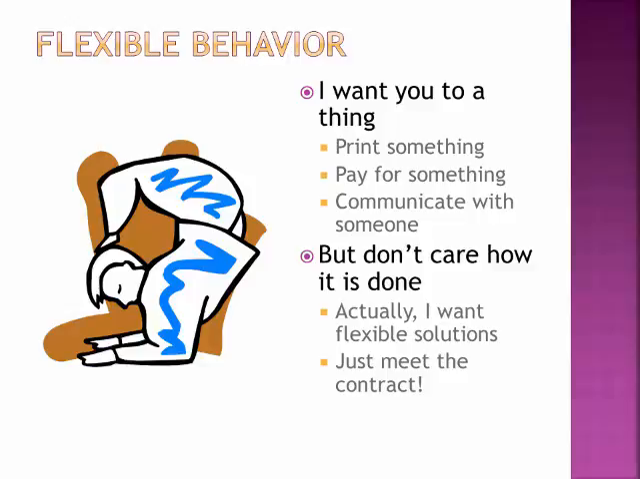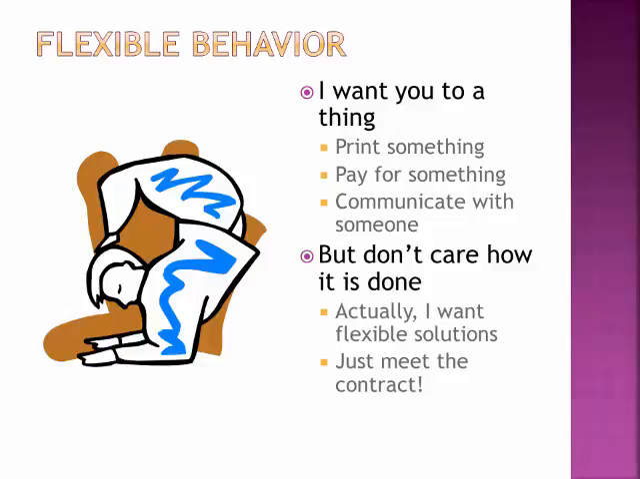We've seen this a little bit already, whether you realized it or not. We're kind of coming back to that because that toString we talked about is actually acting this way. So I want to have some object that says do a thing. I want to print a thing. I want to pay for something. I want to communicate with somebody else. I'm not worried about how it's done specifically. I just want it to be done. There's actually many flexible solutions by which it can be done. I just want you to meet a contract. That's the idea behind polymorphism.